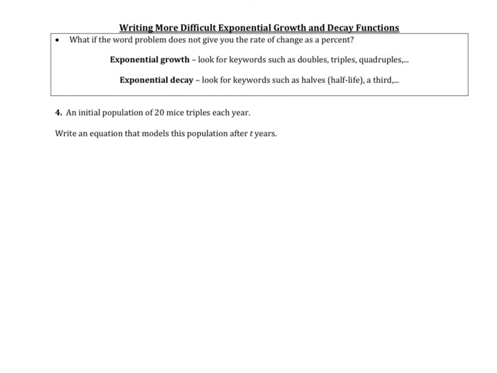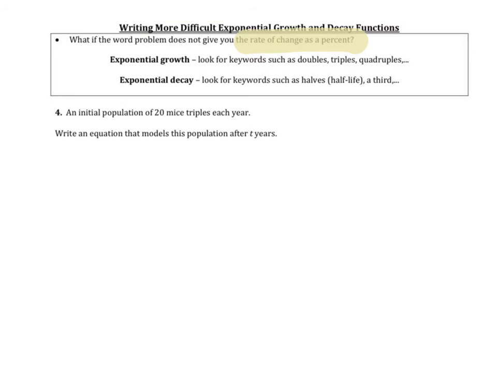All right, the next few problems get a little more difficult. What if the word problem does not give you the rate of change as a percent? So you're going to look for keywords. So let's jot this down. If it's exponential growth, we're going to look for words such as doubling, tripling, quadrupling. If it's exponential decay, we'll look for words such as half or half-life or a third, etc., something that's getting smaller.